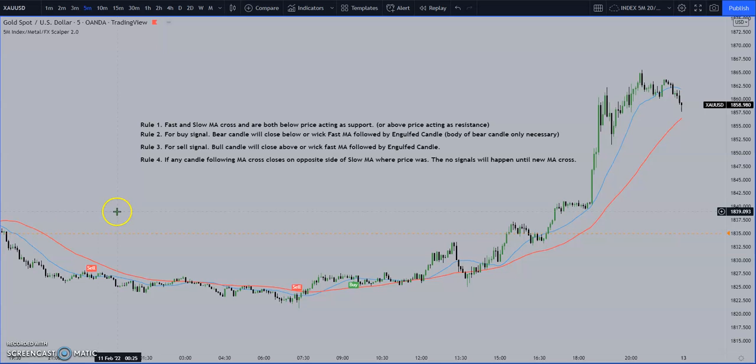Now if we're looking at a sell signal, we would want the fast and the slow above price, acting as resistance. That will be your first rule to set up for a sell signal.